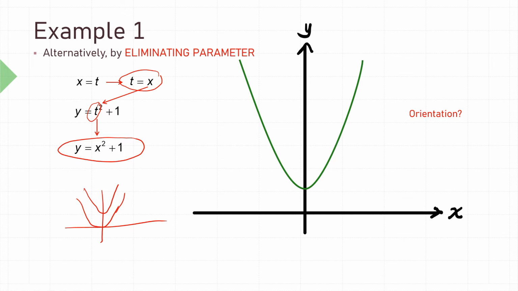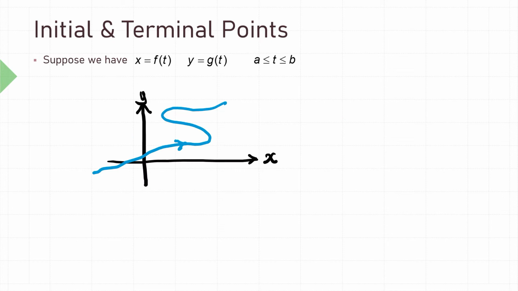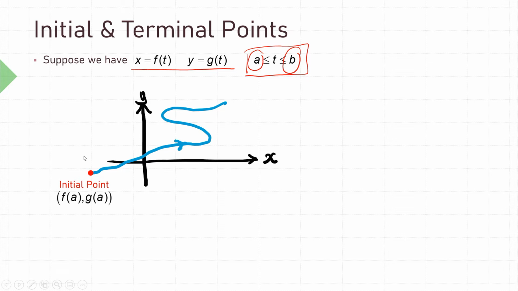The orientation can only be determined when we have the different values of t from the previous slide. Now in the parametric curve, it's important to know the initial and terminal points. Suppose we have the parametric equations here, where t is restricted from a to b, meaning t starts from a and ends at b. The initial point is where the value of t is a, so we have f(a) and g(a).